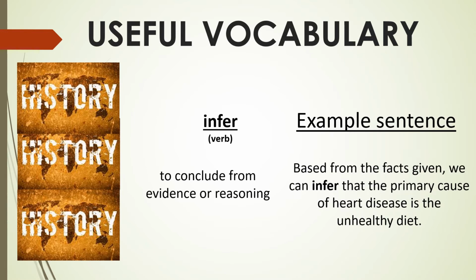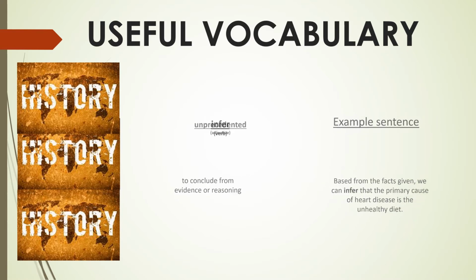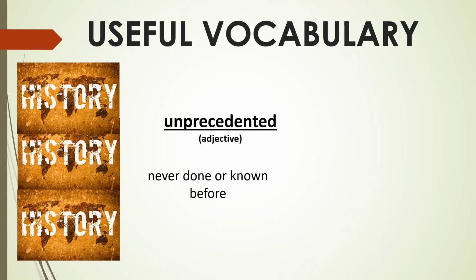Now, an example sentence here is, based on the facts given, we can infer that the primary cause of heart disease is the unhealthy diet. Okay, so again, infer is not just reasoning, but it also means to conclude from evidence or reasoning. Next is unprecedented. It means never done or known before.